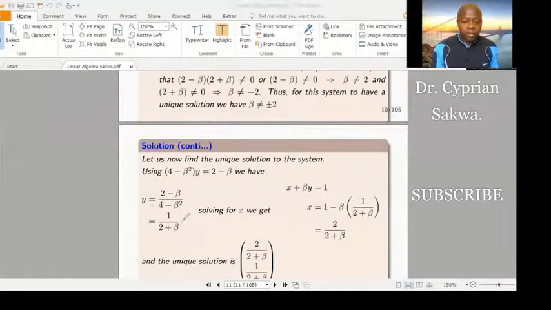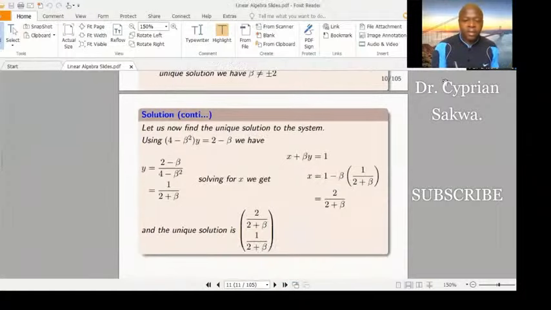So we found y to be this. Now solve for x, and make x the subject. We would have x equals 1 minus beta y. But this is our y. And so that gives us x to be equal to 2 out of 2 plus beta. So what is the solution to this system? The solution to this system, we can write it as a vector in column form. The value of x is this, and the value of y is this. So this is the unique solution to that system.